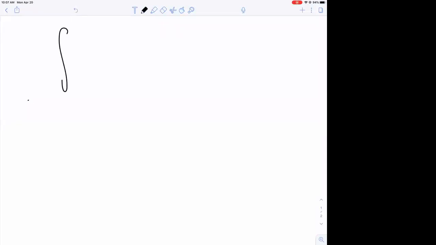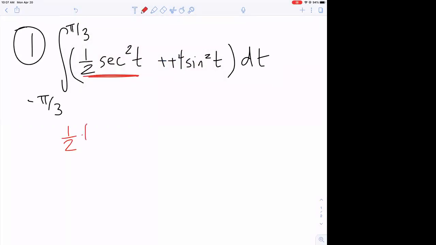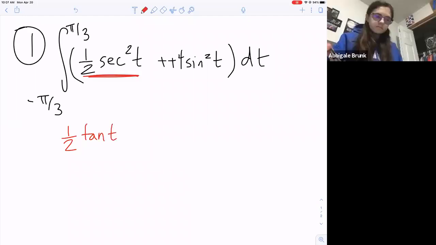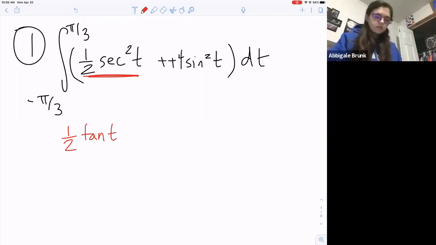Okay, so it's the integral from negative pi over 3 to pi over 3, because they gave you that. This is number one: 1/2 secant squared t minus 4 sine squared t dt. The good news is we do know how to go backwards from this one, because that's just 1/2 tan, right? Yeah, derivative of tan is secant squared. Okay. Sine squared.